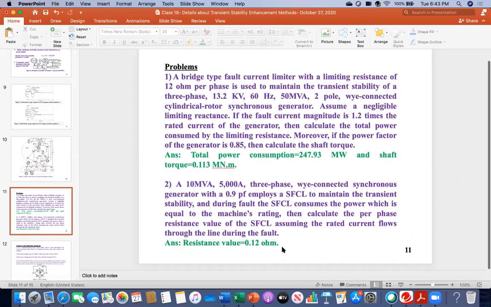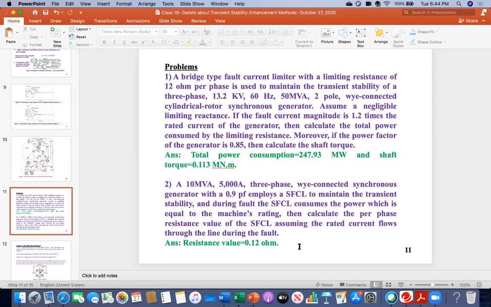So everybody read number 2. A 10 MVA, 5000 ampere, 3-phase Y connected synchronous generator with a 0.9 power factor employed SFCL to maintain the transient stability. During the fault, the SFCL consumes power equal to the machine's rating. Then calculate the per phase resistance value of the SFCL, assuming the rated current flows through the line during the fault. Because this is SFCL, it is directly connected in line.